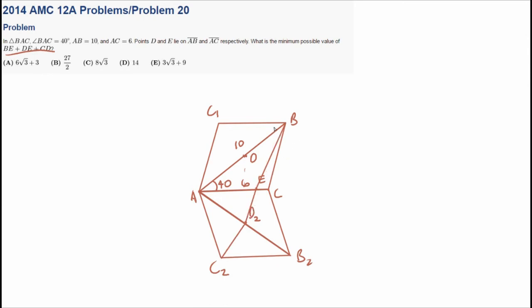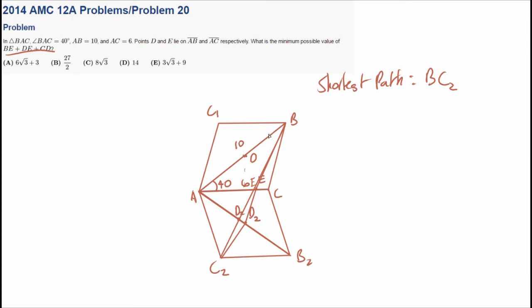Well, the shortest path between B and C2 is just a straight line. Since we want the shortest length of this path, mind you, the shortest length of that path is just going to be a straight line. So in order to find the shortest length, we want E to be right here, and D2 to be right here, and the shortest path will just be BC2. And notice how we figured that out with reflections.